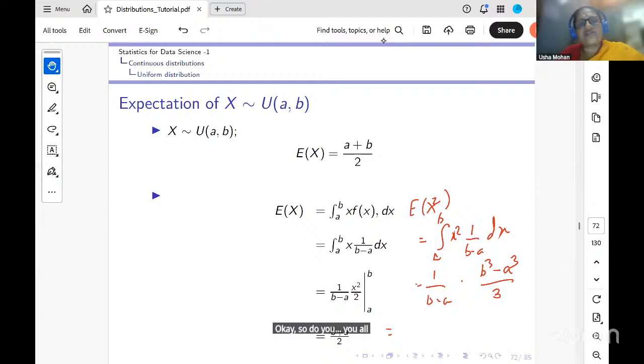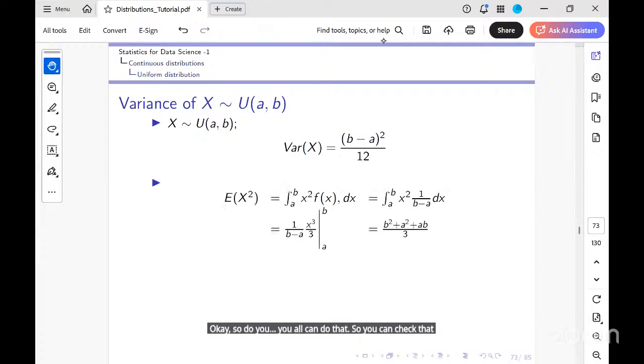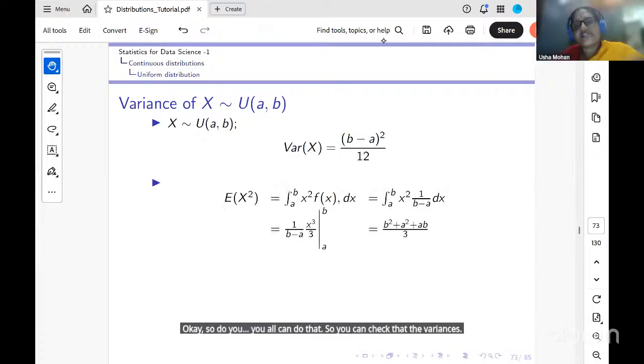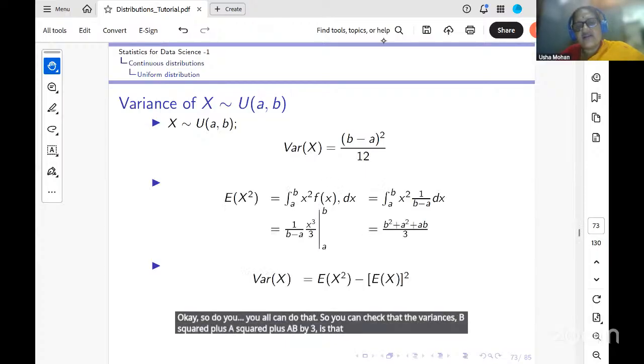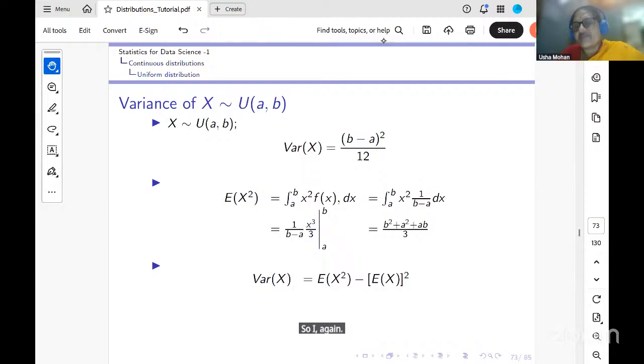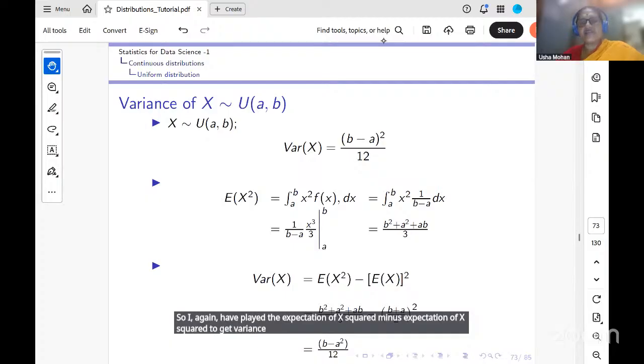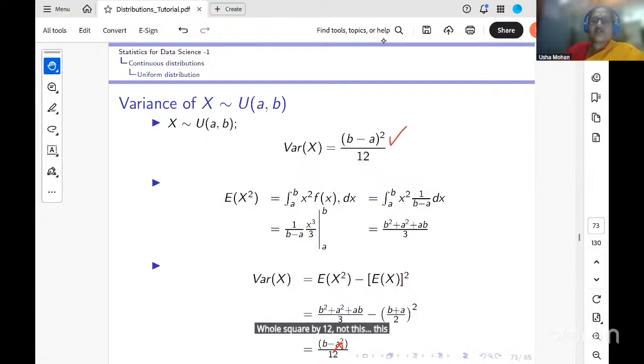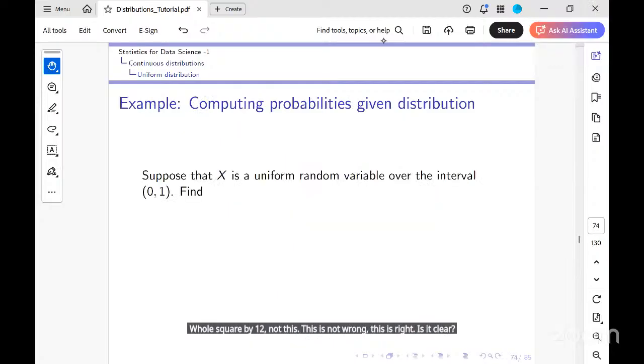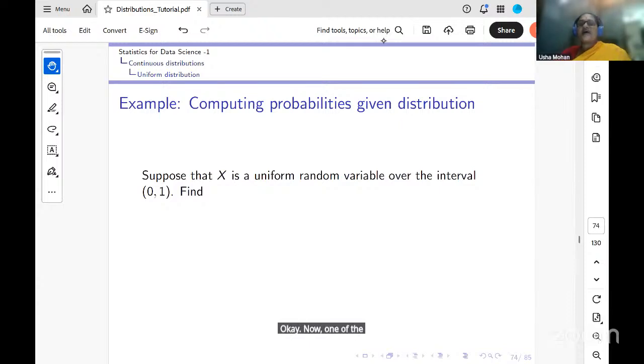So you can check that the variance is (b square plus a square plus ab) by 3 minus the square of the mean. Is that right? I again apply the expectation of x square minus the square of the expectation of x to get the variance of x, which is (b minus a) whole square by 12. This is right. Is that clear?